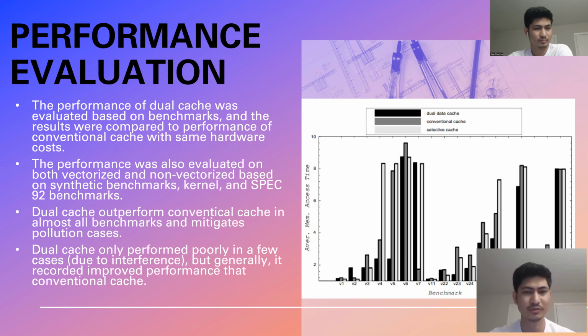A hit occurs when the CPU refers to memory and finds the word in the cache. The performance was also evaluated on vectorized and non-vectorized code, based on synthetic benchmark kernels and the SPEC 92 benchmark. The performance was really poor in a few cases, but it generally recorded improved performance over conventional caches. Now I'm going to the next slide, which is the conclusion.